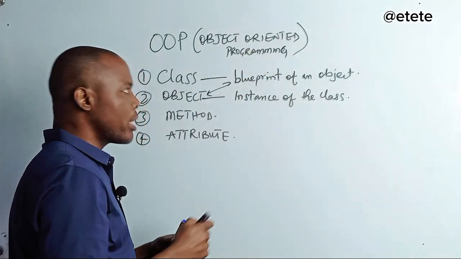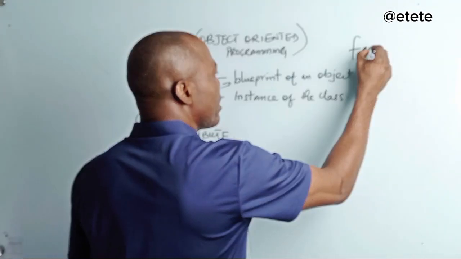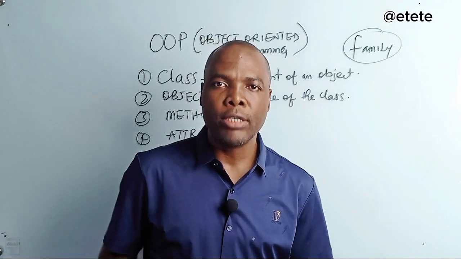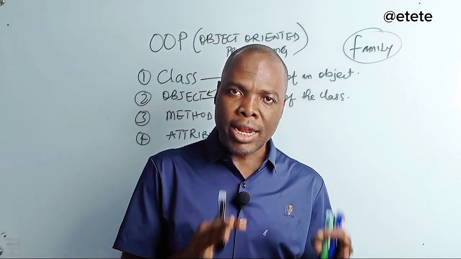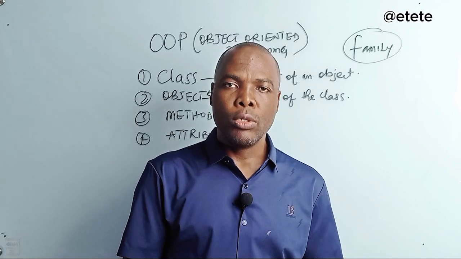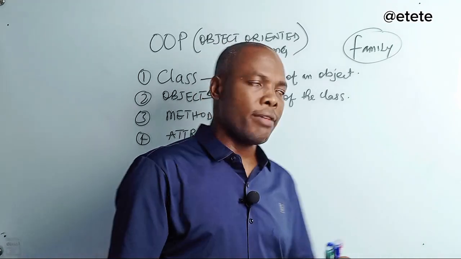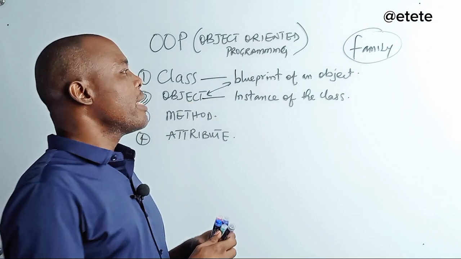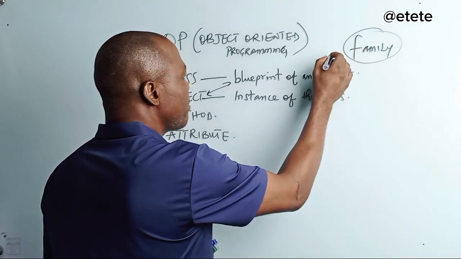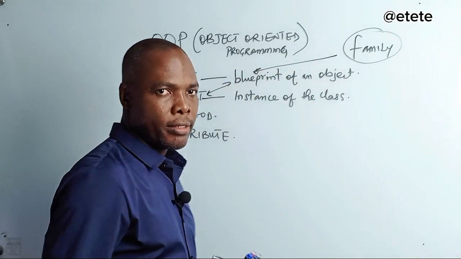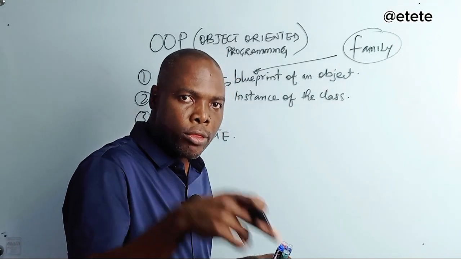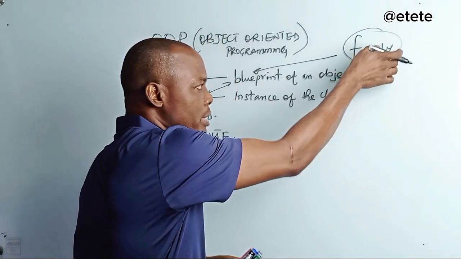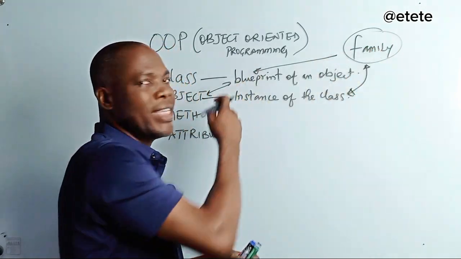In my last class, I told you that we are going to use the concept of family to explain object-oriented programming. Now I have also given you another example, which is the building of a house. So we have the architectural design, and then we have the house itself. The architectural design is the class, while the house itself is the object. In the case of a family, this family is the class. And every child given birth to in that family becomes an object of the class.